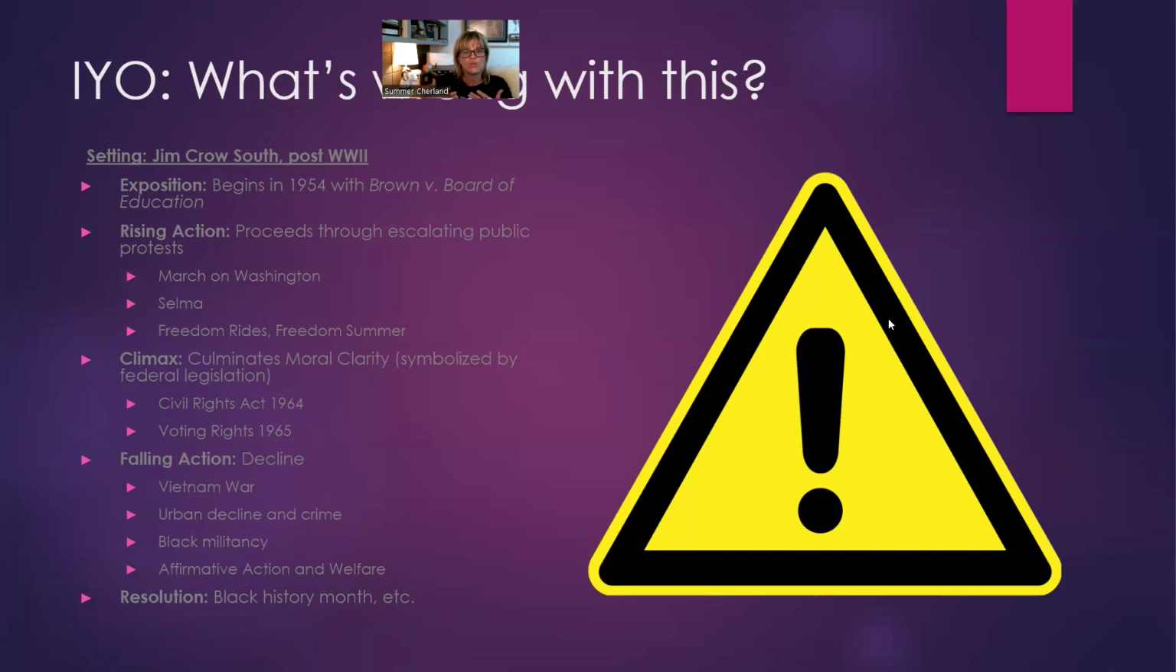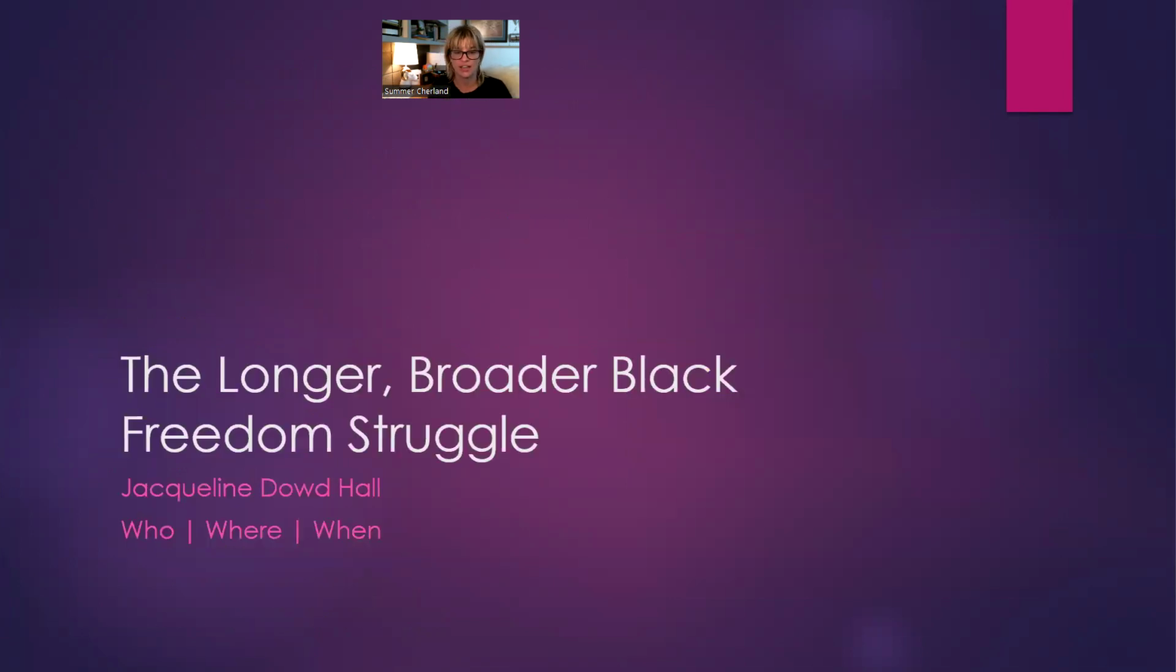So here's the thing. What's wrong with this? Why would this be a problem? In your opinion, why would the classical narrative, and in Jacqueline Hall's opinion, why would this be a problem? Well, she says that it leaves out a longer, broader Black freedom struggle. There's so much more to the story. And at this point in our class, you already know there's a ton happening before the 1950s around the Black freedom struggle. It just wasn't maybe called civil rights quite yet. So she's saying these stories, this classical narrative, distorts and erases just as much as it reveals.